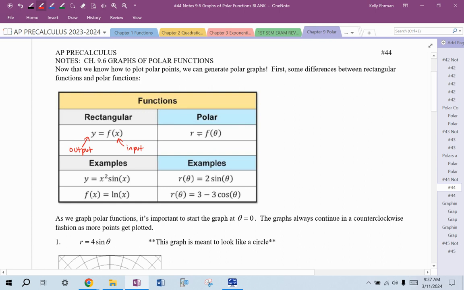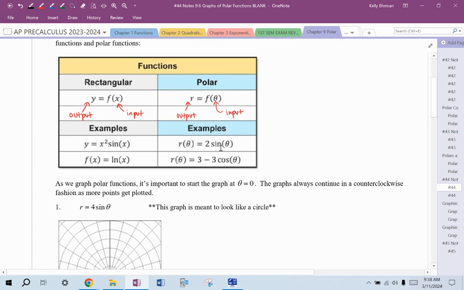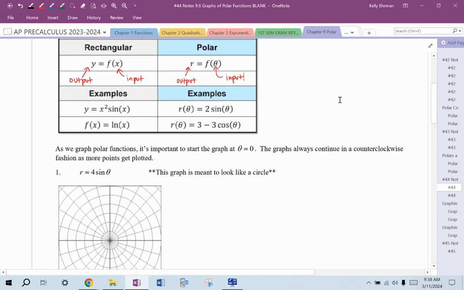Polar functions look different. It's not y equals, it's r equals. We still have this function notation. So r is the output, the length of the radius, and theta is the input. You'll see thetas instead of x's. Sometimes they might use t here, and it's r of theta instead of f of theta. Right? So 2 sine theta, 3 minus 3 cosine theta. Our polar functions will usually have some sort of trig involved.